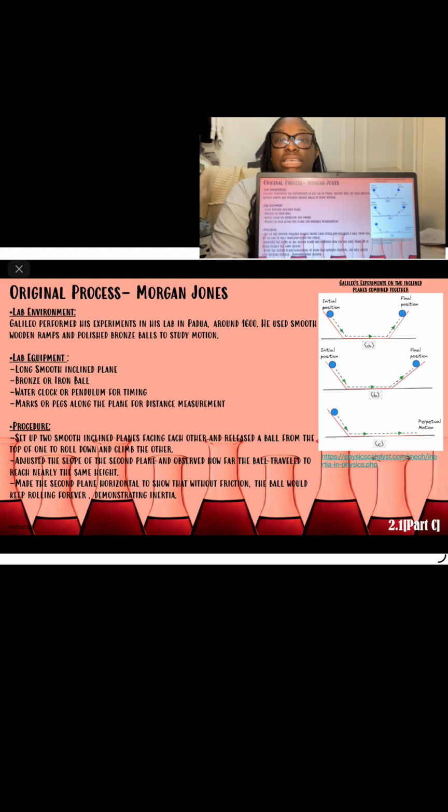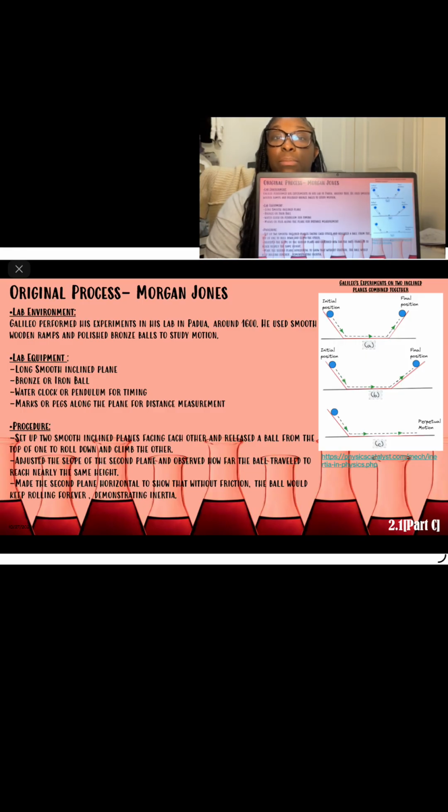Original process. Galileo did his experiments in his lab in Padua, Italy, around 1600. He would have used smooth wooden ramps and polished bronze balls to study motion. His setup would have included a long inclined plane, a water clock for timing, and also distance markers.